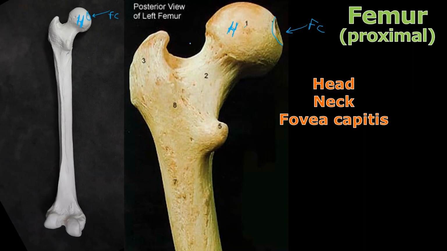The neck, I didn't really show you because it's pretty obvious where the neck is, where it's labeled 2. There's the neck, and it's the only neck we talk about. Remember, the humerus had 2 necks, but we're not going to go there with the femur.